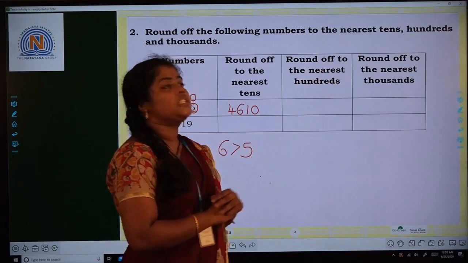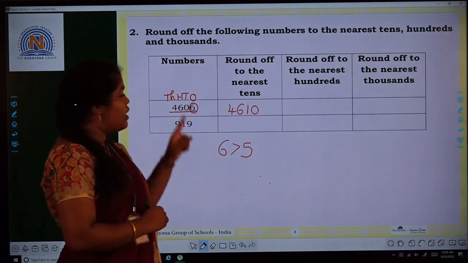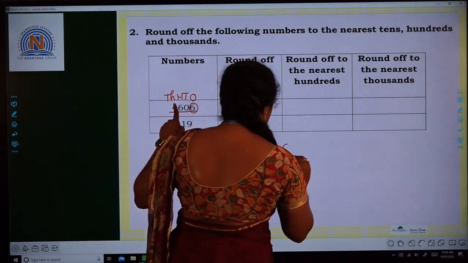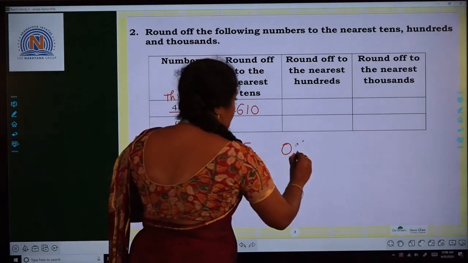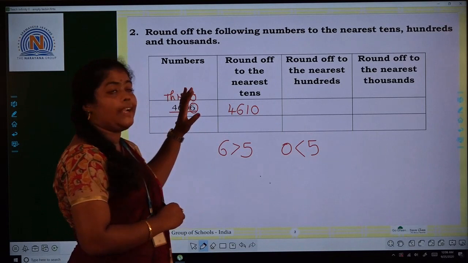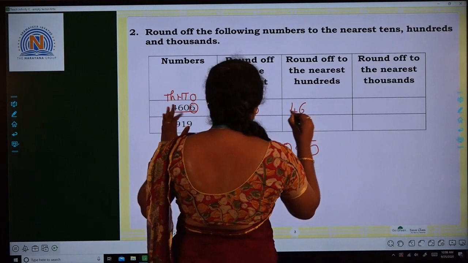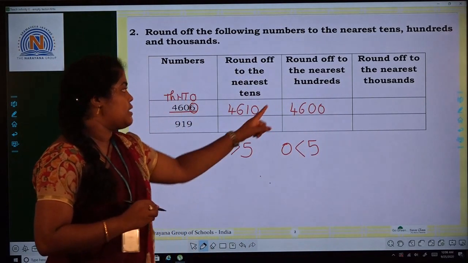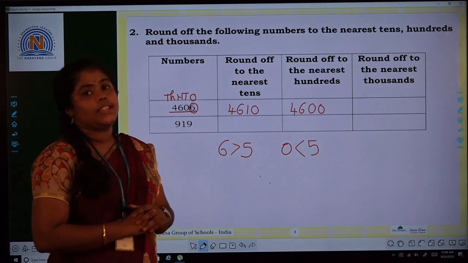Rounding off to the nearest hundreds. We have to see the hundreds before place. What is that? Tens. In the tens place, the digit is 0. 0 is less than 5. So what we have to do if it is less than 5? Just we have to write as it is the remaining digits like 4,600, and the remaining places should be mentioned by zeros. The answer is 4,600.